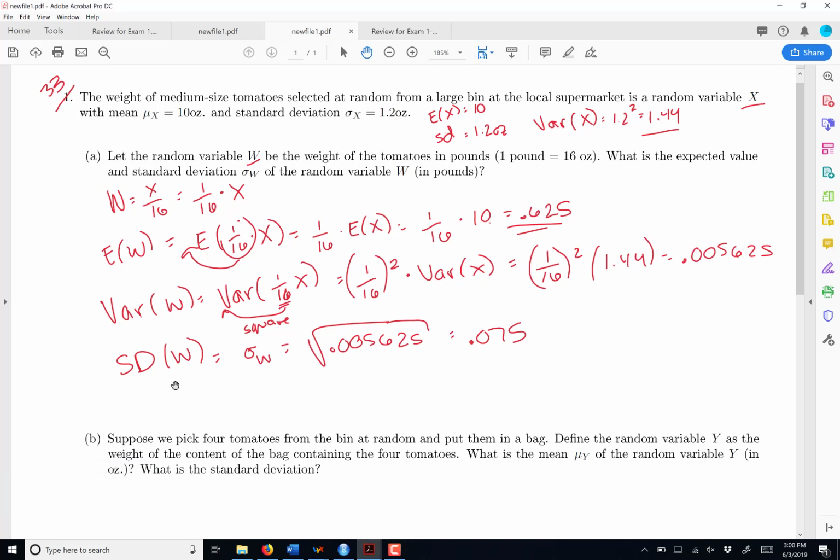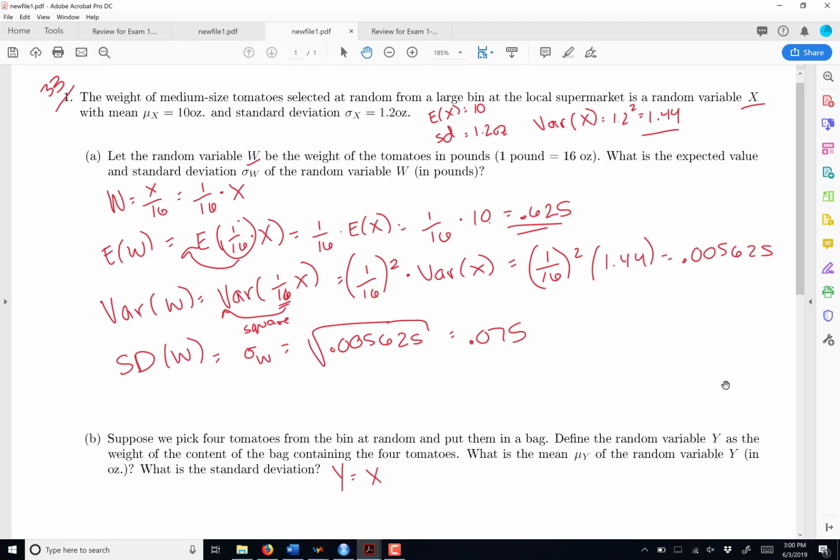Now for part B, suppose we pick 4 tomatoes from the bin at random and put them in a bag. Let's let y be the weight of the bag containing 4 tomatoes. What is the mean and standard deviation? So we'll write our new equation. Y would be equal to the weight of our 4 tomatoes. Now each tomato you pull out is not going to be exactly the same. That's the whole point of these problems, is each tomato is a little bit different. So I can't just do 1 tomato times 4, because again, each tomato is different.